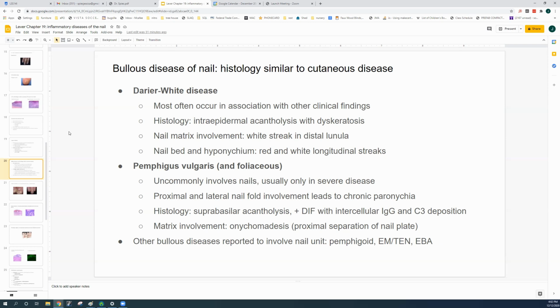If you have matrix involvement, you can get onychomadesis, which is proximal separation of the nail plate. Other bullous diseases reported to involve the nail unit include pemphigoid, EM, TEN, and EBA.